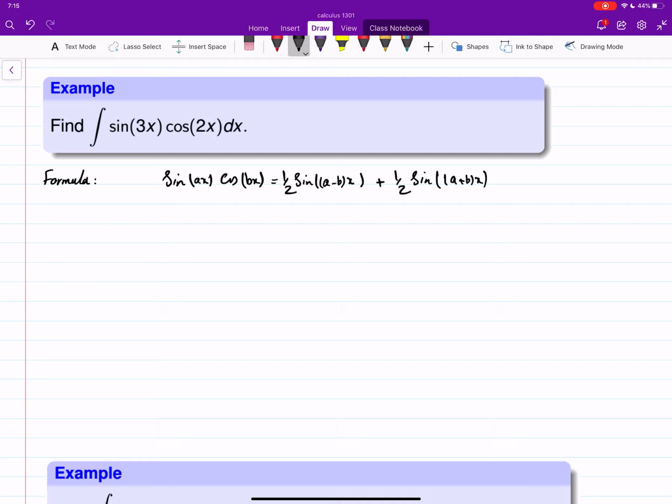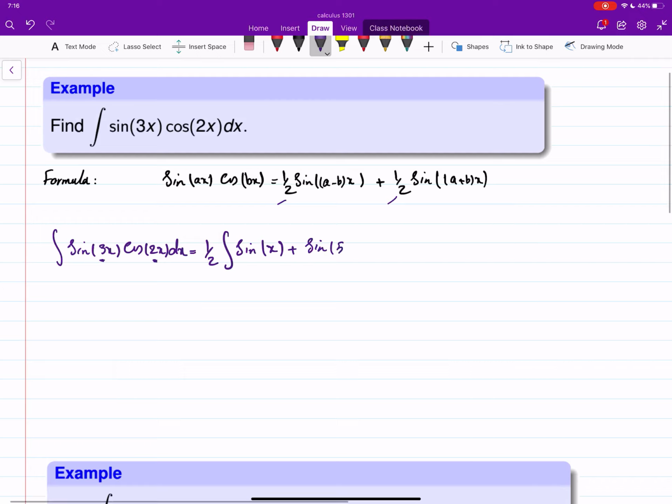And what does that give us in this specific case? It means that you can write the integral of sine of 3x times cosine of 2x dx as a sum of sines. Here a is 3, b is 2, so 3 minus 2 is 1, sine of x, plus, let me put half outside so I can factor both halves and put it outside of the integral, sine of a plus b, so this will be sine of 5x dx.